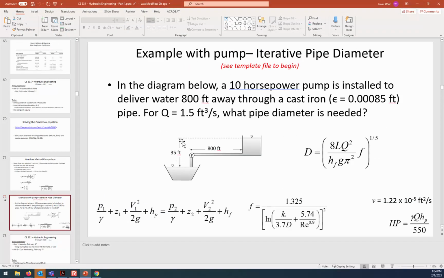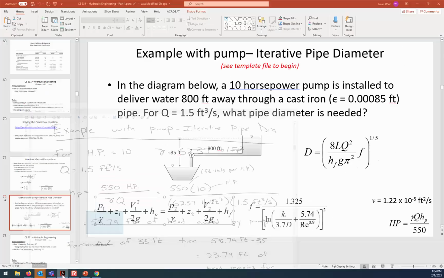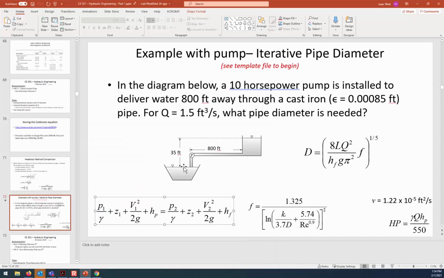So if we go back to the sketch, the pump is adding 58.79. Some of that is going to be used for the delta Z. The rest of it is going to overcome the friction. So here in the energy equation, H sub P is 58.79. Location 1 is the reservoir. So the pressure at 1 is 0. The elevation at 1, we could say let Z1 be equal to 0. The velocity at 1 is 0.